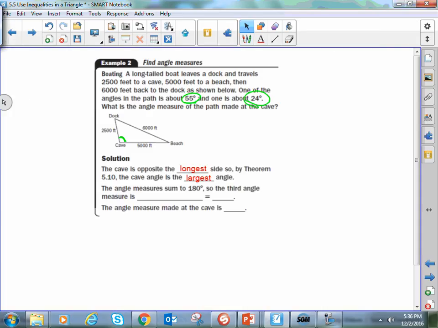Well, first of all, because the cave is across from the largest side, it must have the biggest value of an angle. So when we take the difference of 180, 55, and 24, we get the angle at the cave, between the dock and the beach, to be 101 degrees, which, like I said, is not really a big surprise, that the biggest number for an angle must be across from the largest side of the triangle that's formed.